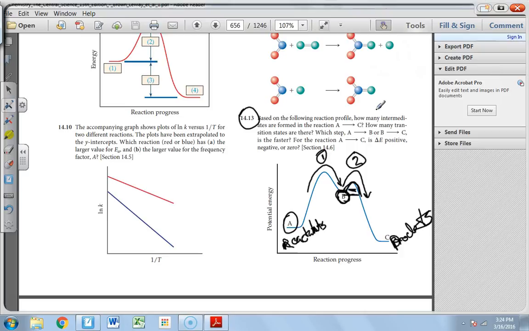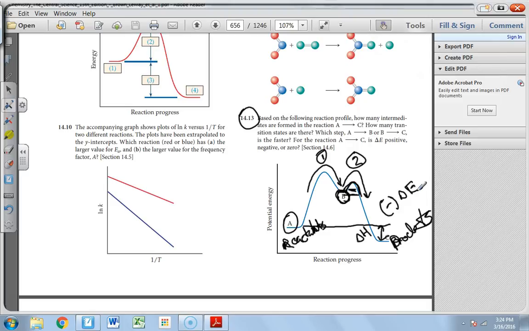And then the last one says, is the energy, the change in energy, positive, negative, or 0? Well, what we know is that the difference between A and C is delta H, okay? And so that's the enthalpy of the reaction. Now, which one has more energy, A or C? Okay, so this is a negative enthalpy, which also means that it's a negative delta E.